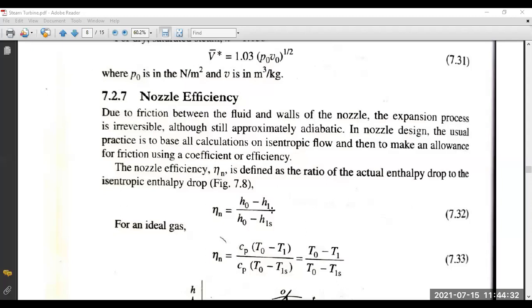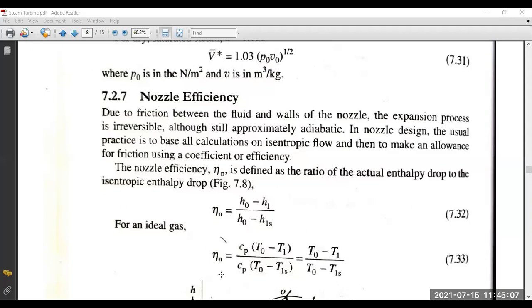When the actual process is moving, the drop H0 minus H1 is divided by H0 minus H1s, where H0 is of course the stagnation enthalpy, and H1s is the enthalpy if the total process is isentropic. What will the energy be? This isentropic output energy is definitely much higher than the actual energy, because there is no heat loss in isentropic flow, and the actual energy drops from H0 to H1 considerably due to friction.